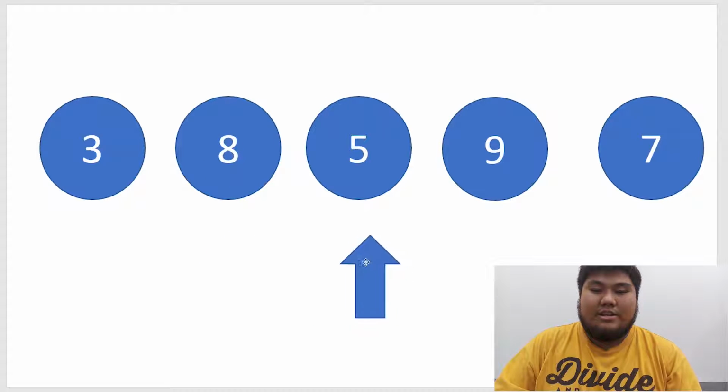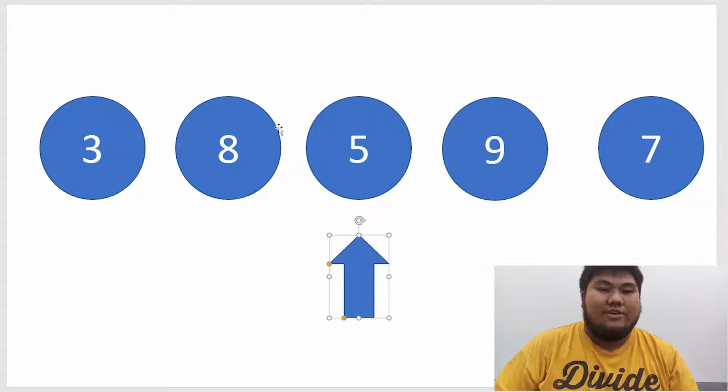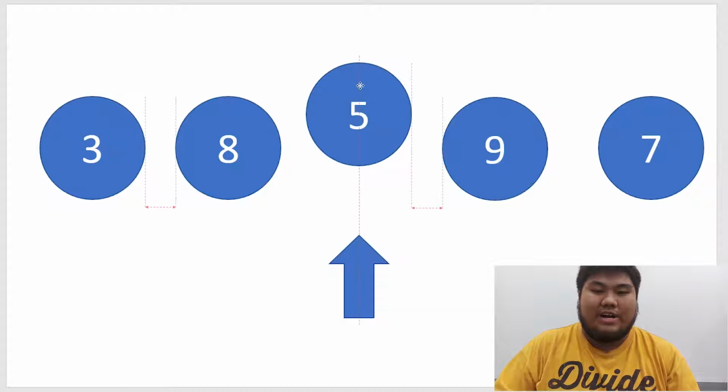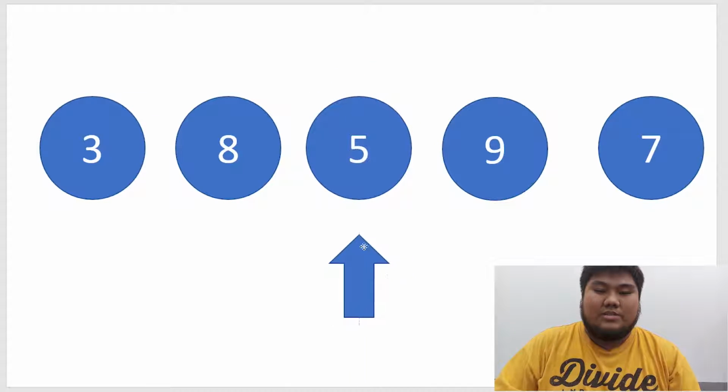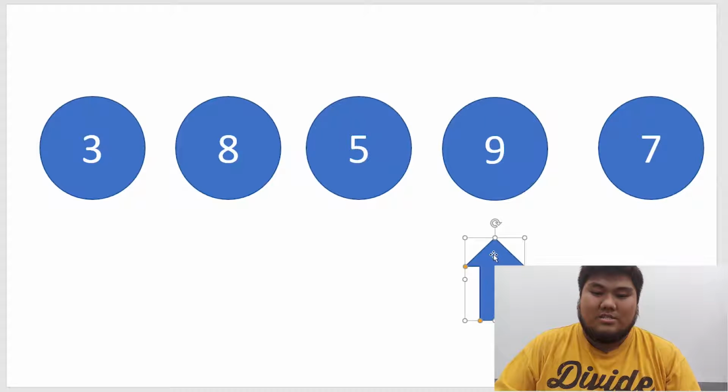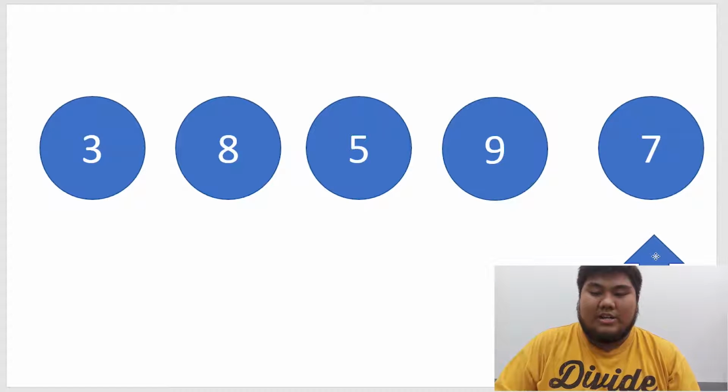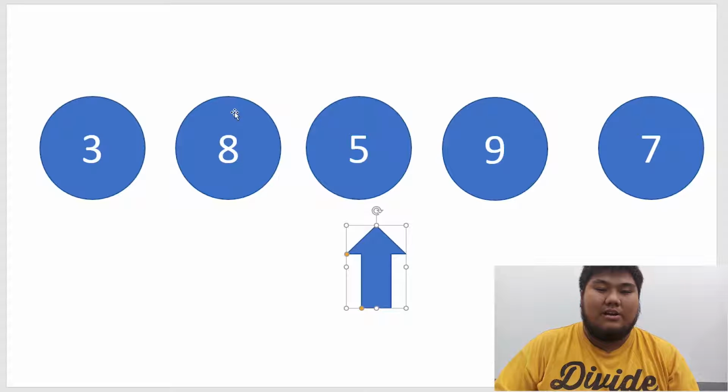Is 8 greater than 5? Yes. So our new minimum number is 5. And then we move on. Is 9 greater than 5? Yes. So 5 is still the min. Is 7 greater than 5? Yes. So right now 5 is the min.